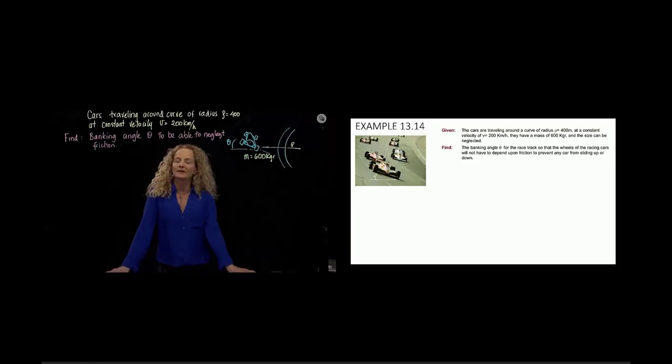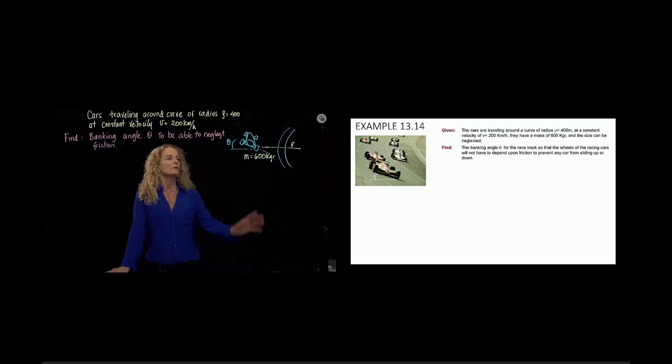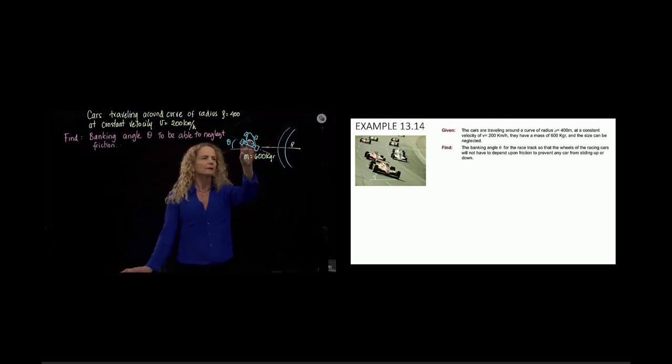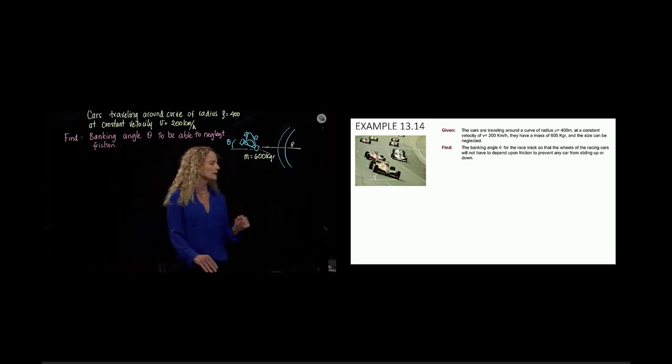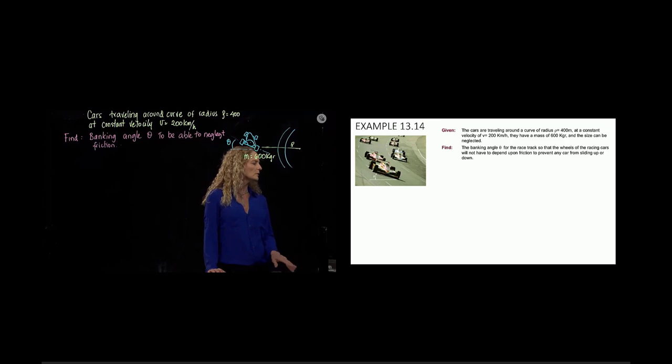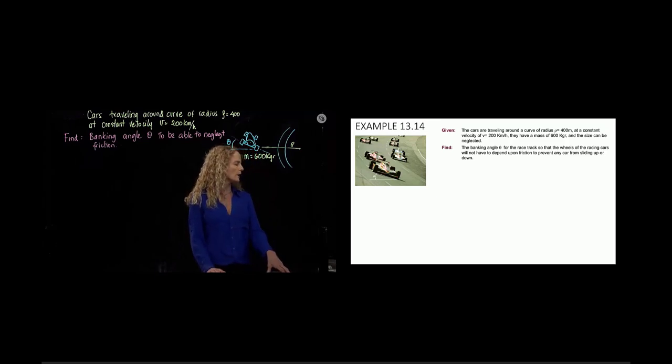We are in chapter 13, sections 1 through 6, and this is problem number 14. My drawing is not very accurate this time because it's complicated to draw a Formula 1 car, but you can look at the picture on the slide and what we say. If we read, the cars are traveling around a curve of radius 400 meters at a constant speed of 200 kilometers per hour, and they have a mass of 600 kilograms. We can neglect the size, so we will treat the car as a particle.